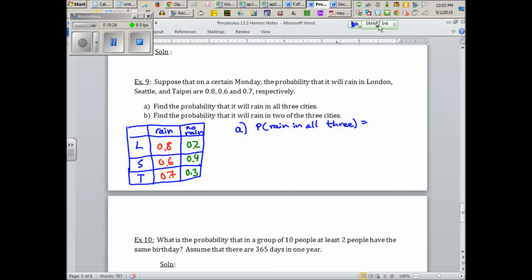0.8 times 0.7 times 0.6 is 0.336. So I'll write my work here so you can see what I did.